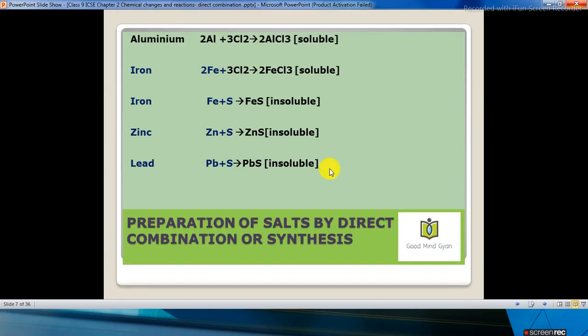We can also prepare salts by direct combination or synthesis. Aluminium will combine with chlorine and form aluminium chloride, which is soluble salt. Iron will combine with chlorine to form iron chloride, which is again a soluble salt. Iron will combine with sulfur to form FeS, iron sulfide, that is insoluble. Zinc will combine with sulfur to form zinc sulfide, which is insoluble, and lead will combine with sulfur to form lead sulfide, which is also insoluble.